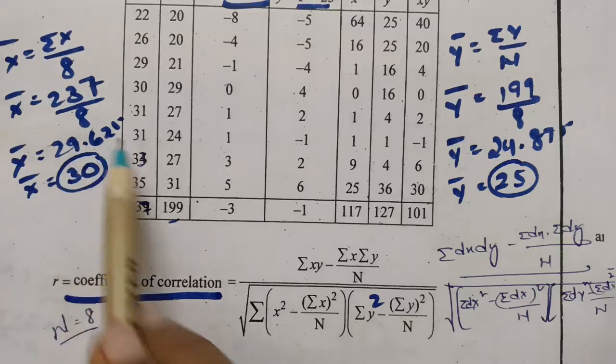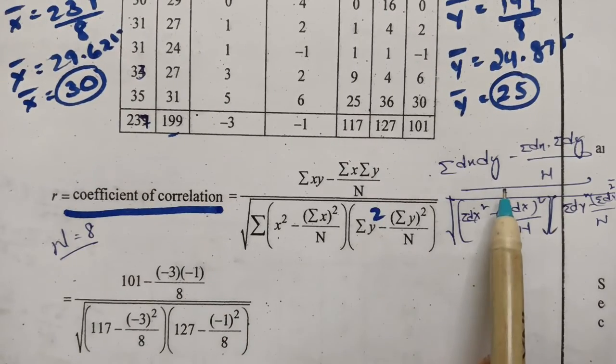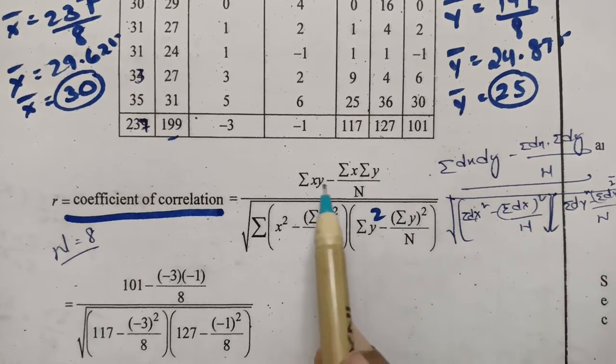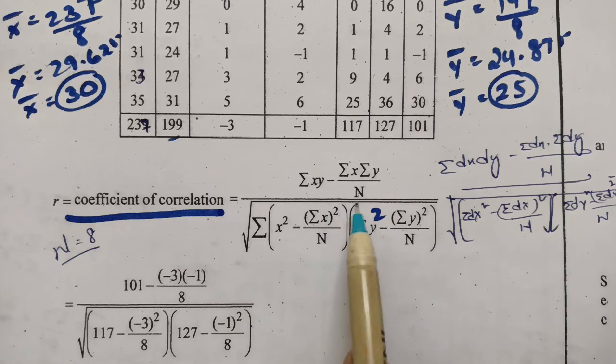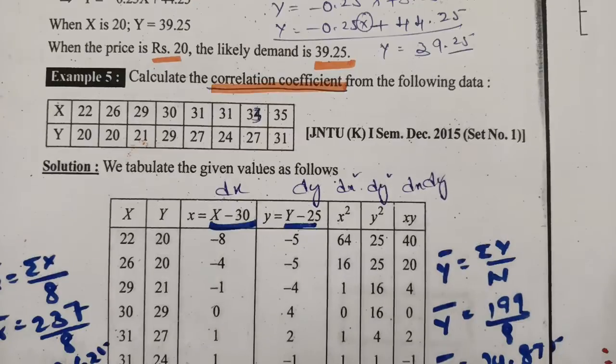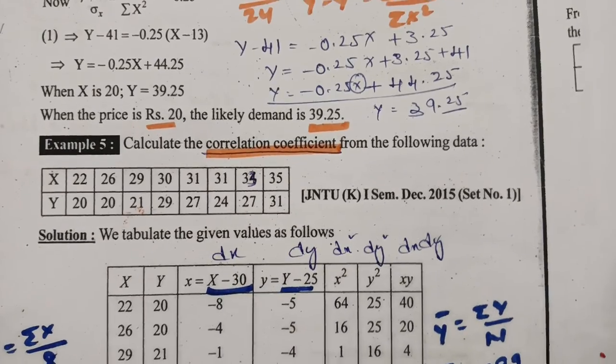If it is a fraction, you have to opt for the bigger formula here. If it is a small one, sigma xy by sigma x square is enough. So this is how we have to solve the textbook problems here.